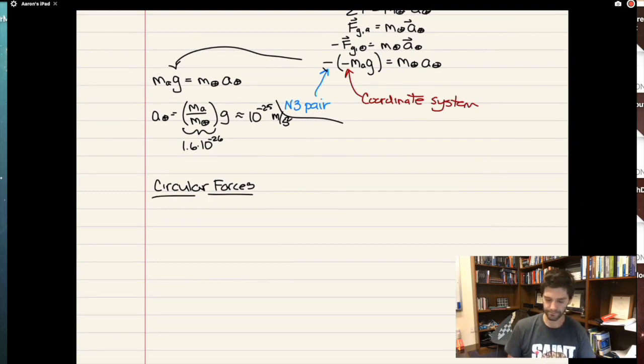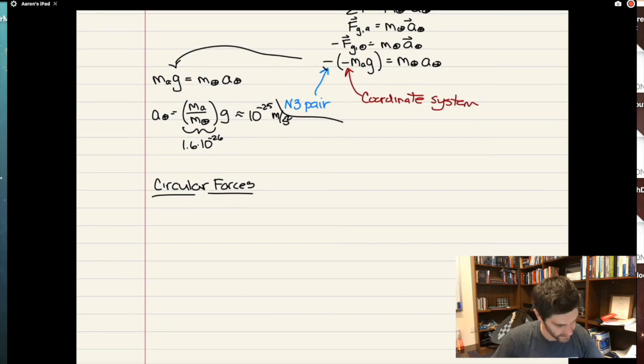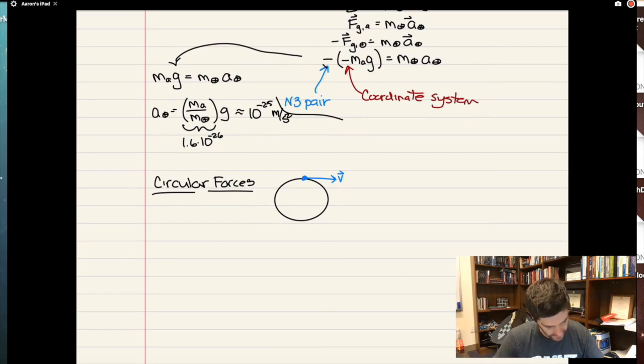Circular forces now. We've already dealt with circular motion. Remember that circular motion, particularly if you are moving in a circle, and that's a terrible circle, pretend that's a circle, you have some velocity that points along your path, tangent to your path. To be moving in a circle means that the acceleration you're undergoing is perpendicular. The perpendicular component, remember, changes direction.